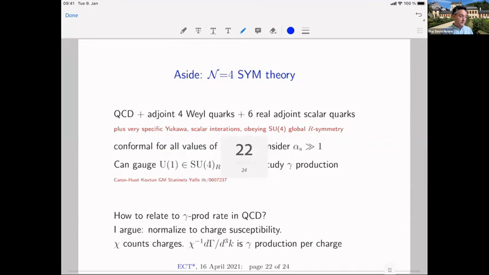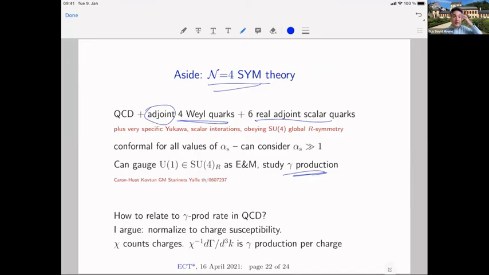And as an aside, some other people calculated the photon emission rate in a kind of similar theory where there are very strong techniques for handling the strong coupling regime. And that's N equals 4 super Yang-Mills. This is QCD, but with the wrong number of quarks, the wrong representation of quarks, and some scalars thrown in. And I can stick electromagnetism into this theory and ask how many photons get produced from a quark gluon plasma of this N equals 4 quark gluon plasma. Since it's not the same theory as QCD, I have to decide how I'm going to compare that to the behavior in QCD. And I'm going to compare it by taking a ratio of photon production to electric susceptibility.